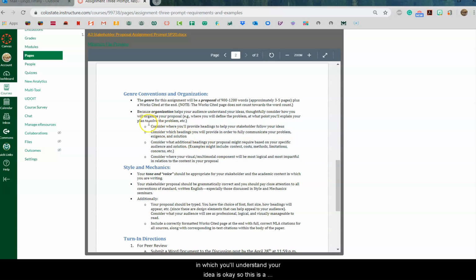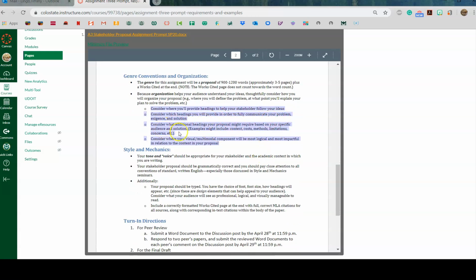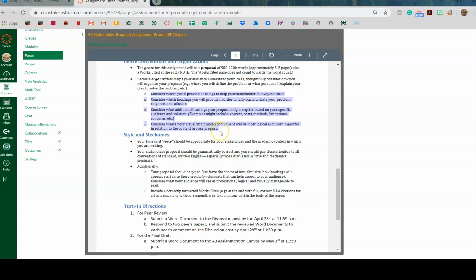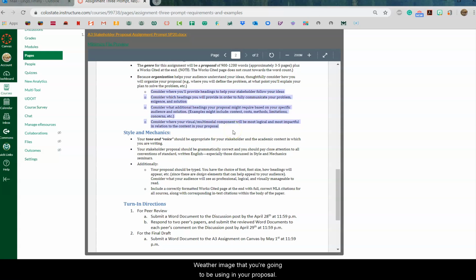ideas, okay? So this is a little bit more of a genre in which you provide headings for your stakeholder. Maybe you'll have subheadings. Maybe you'll have things that go on the side, maybe small asides about context, costs, methods, limitations. Okay. And really think about your rhetorical choice of where to put your image, where to put that graph or other image that you're going to be using in your proposal. Okay.